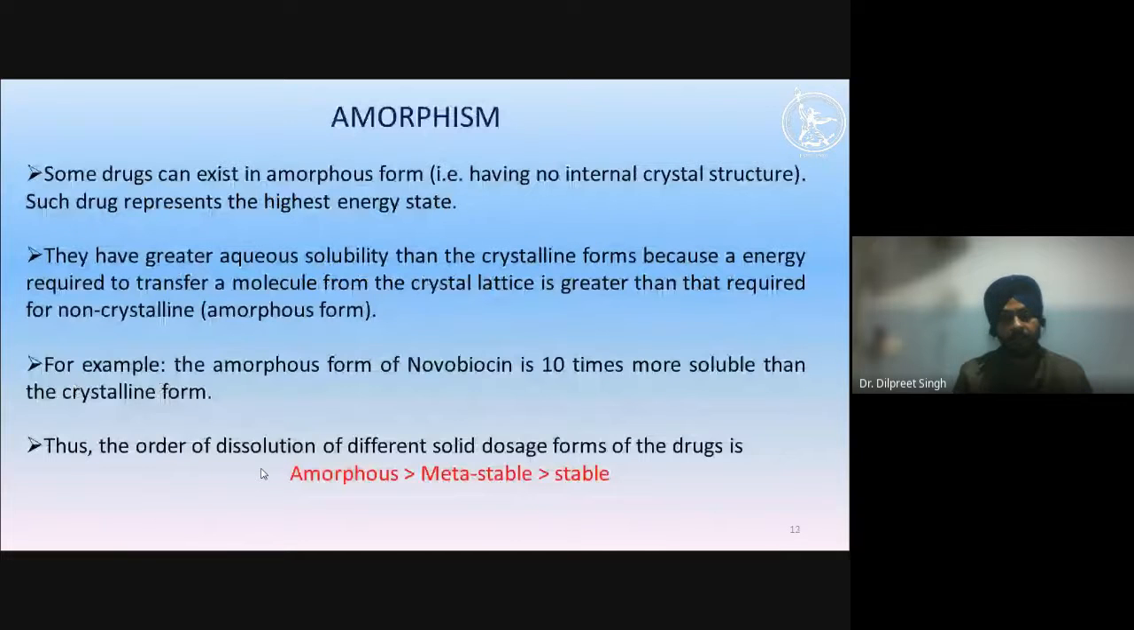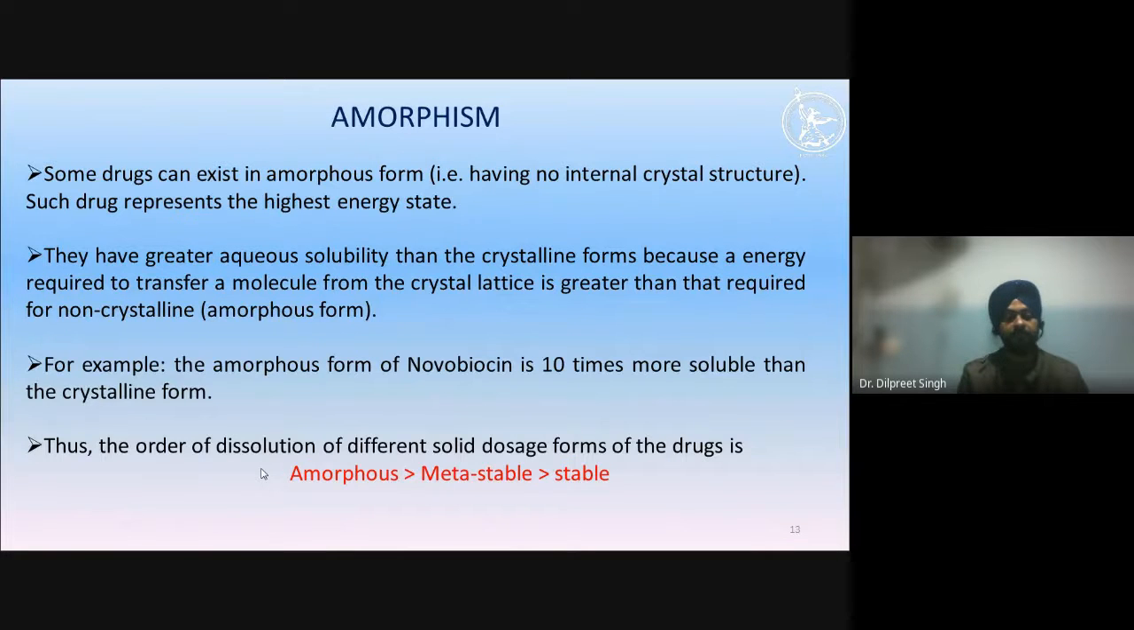When we talk about amorphization, some drugs can exist in the amorphous form, that is, having no internal crystalline structure. These drugs exhibit a high energy state, which promotes absorption. The high energy state shows greater aqueous solubility than the crystalline form, because the energy required to transfer a molecule into a crystal lattice is very high compared to the non-crystalline form.